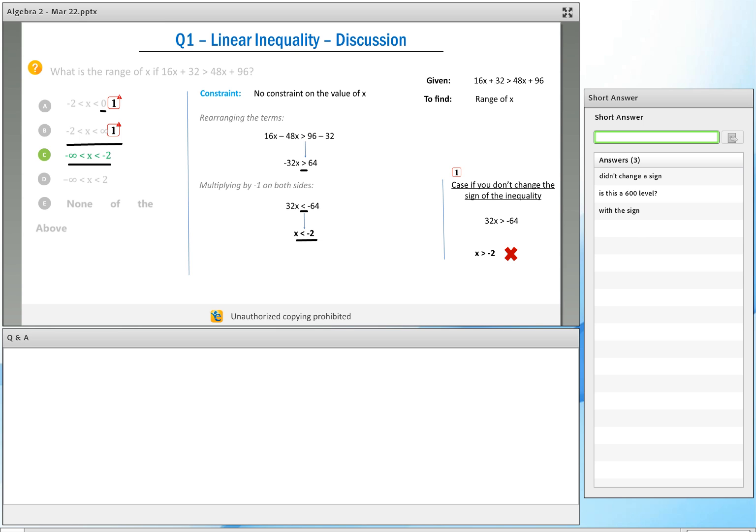Okay. With the sign, all right. Didn't flip the sign. That's really important. Tell yourself, when are you going to change the sign? When you multiply an inequality with a negative number. Algebraic operations, you made a mistake over there. Again, write them down. Do them slowly.